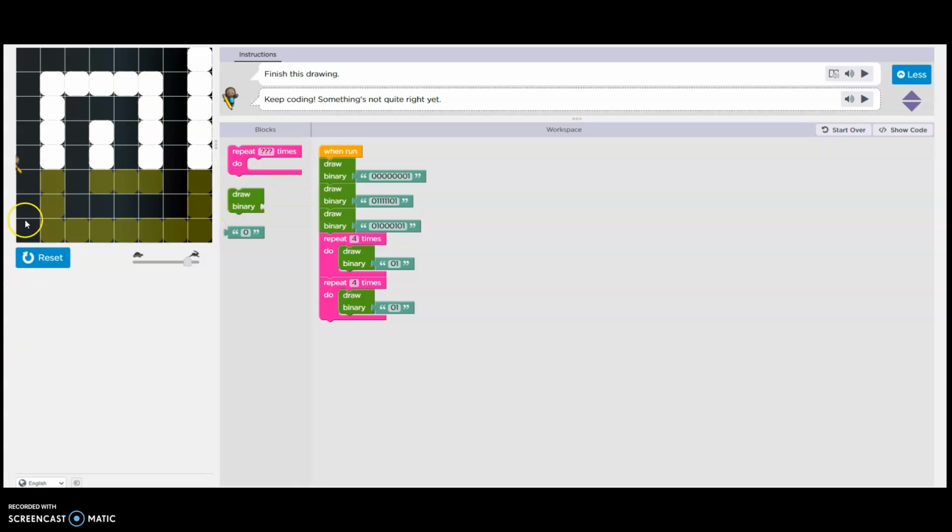This one is 0, 1, 0, 1, 1, 1, 0, 1. I'm not going to use the repeat block for this, so I'm just going to continue. That's 0, and then 1. That's 0, 1, 1, and then it's 0, 1. Now we're up to this one. We're going to get our next block.